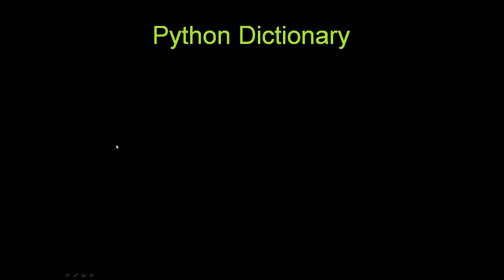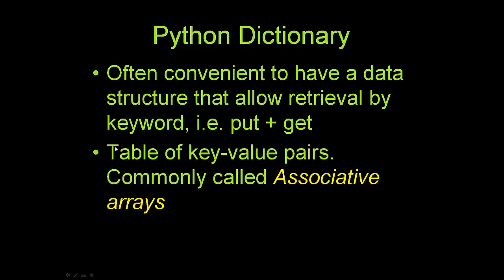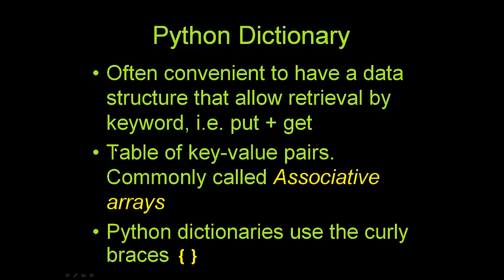Now, before we continue, let me briefly talk about a new data structure called a dictionary. Sometimes it's convenient to have a data structure that allows us to do retrieval by keyword, like put and get. Typically we have data structures called associative arrays. A Python dictionary is an associative array. If you remember, tuples use round brackets, lists use square brackets, and dictionaries use curly brackets.